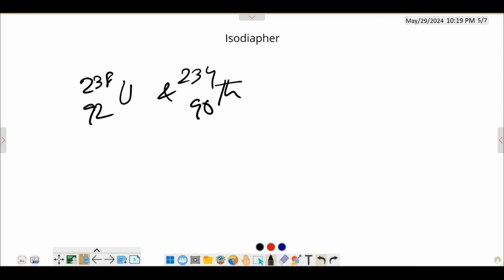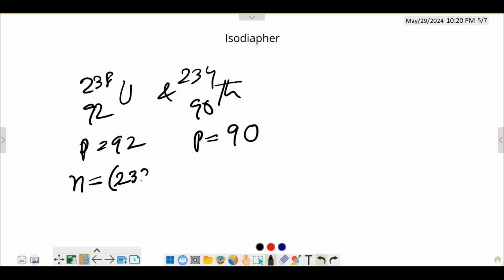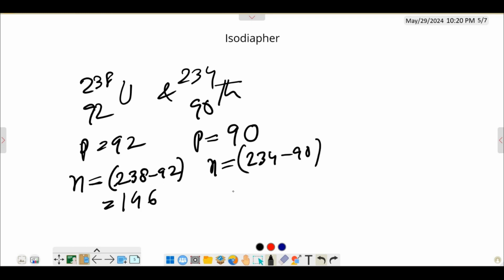234 (atomic number 90). If you calculate the number of protons, in the case of uranium it is 92, and in the case of thorium the number of protons is 90. The number of neutrons in uranium will be 238 minus 92, which is 146, and in thorium the number of neutrons will be 234 minus 90, which is 144.